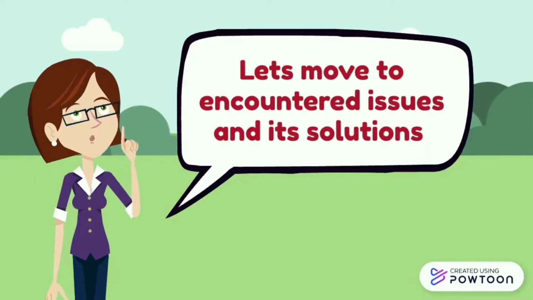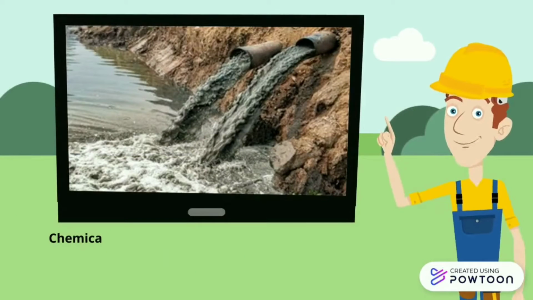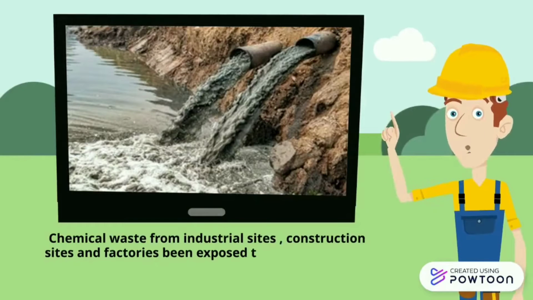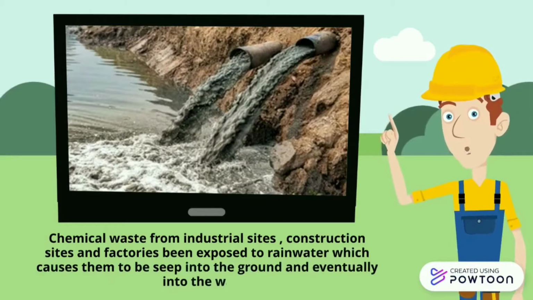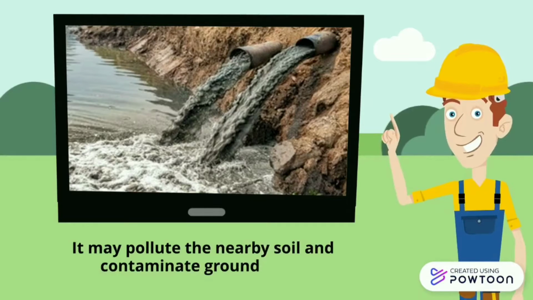Now, let's move to encountered issues and their solutions. Encountered issue: chemical waste from industrial sites, construction sites and factories being exposed to rainwater, which causes it to seep into the ground and eventually into the water. It may pollute the nearby soil and can contaminate groundwater.